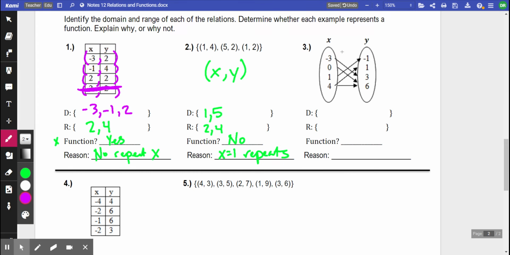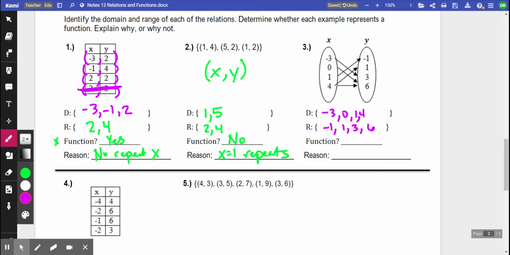All right, the next one is given to us as a mapping. So -3, 0, 1, and 4, these are the elements of the domain. So my domain's really easy for me, -3, 0, 1, and 4. And the person that was doing this already put it in ascending order, which is what we want here. For our y values, we have -1, we have 1, we have 3, and we have 6.